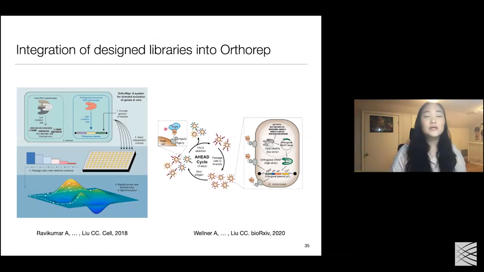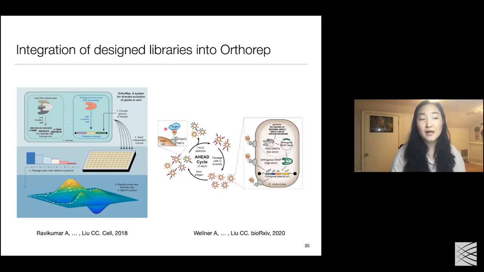So we integrate these design libraries into OrthoRep, a system developed in Chang Liu's lab. And this system allows for directed evolution of genes in vivo. So there's an error-prone polymerase that targets your gene of interest and can basically search the local fitness landscape around the gene. And if you're interested in this, you can also check out Chang's MIA talk from, I think, a year or so ago, maybe a little more.